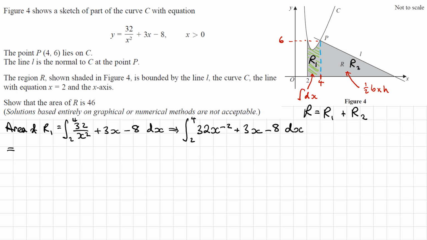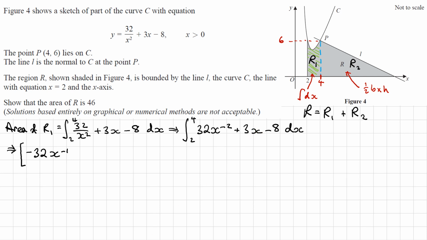So now I can do the integration. Now remember, when we integrate, what we do is we add 1 to the power, divide by the new power. So if I add 1 to this power, it's going to be negative 1. And if I divide this by that new power, I'll get negative 32, because 32 divided by negative 1. So that's the first part.